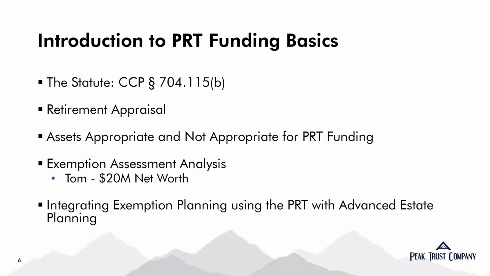And we're going to go over a sample exemption analysis for Tom with a $20 million net worth as an example. And we're going to be talking about the integrating of other planning with the PRT, advanced estate planning, for instance, and what that might look like for Tom at the end of the day if he engaged in both. So I think those should be very telling, give you some good conceptualization, if you will, of the considerations around the funding and what it may look like at the end of the day if you integrate some estate planning.